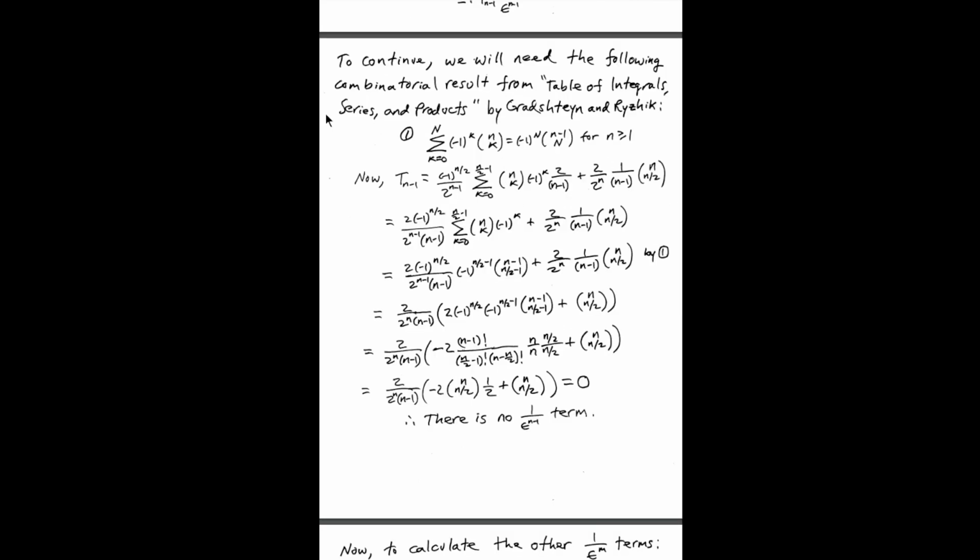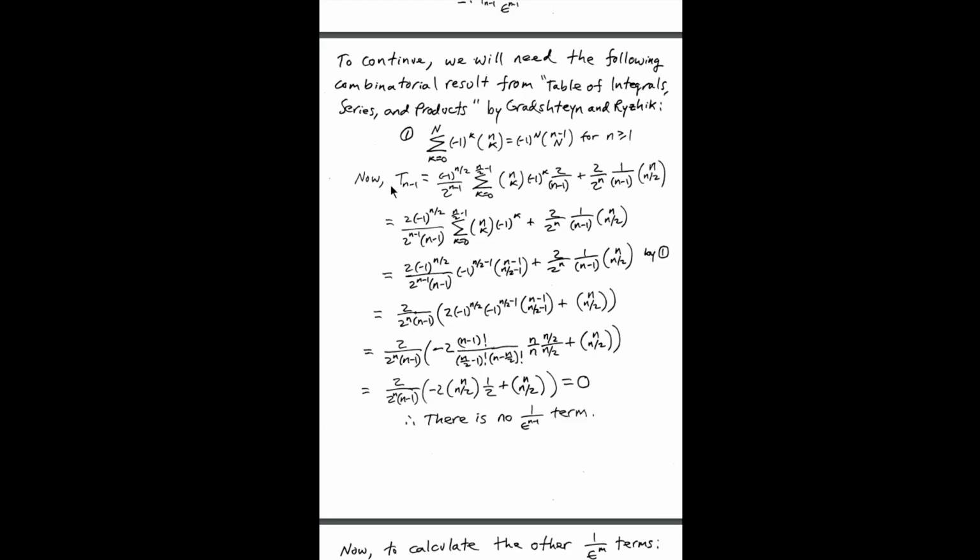All right, to continue, we're going to need the following combinatorial result from Table of Integrals, Series, and Products by Gradshteyn and Ryzhik. Anyway, the result we're going to need, I'm going to call it number 1, says the sum as k goes from 0 to capital N of minus 1 to the k, n choose k equals minus 1 to the capital N, little n minus 1 choose capital N. This is for little n greater than or equal to 1.